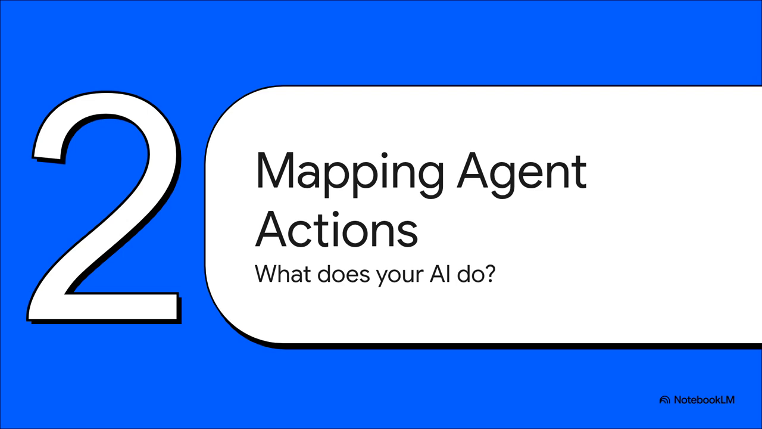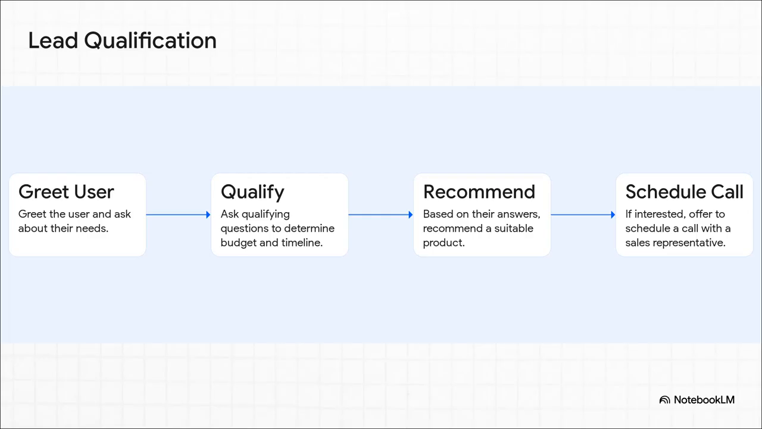Okay, so our AI has an identity. It knows who it is. Now it's time to give it a job. This is the next part of our blueprint, mapping out its actions. We need to give it a really clear, step-by-step guide for what it actually needs to accomplish. Think about it. For a lead qualification agent, you can't just say, hey, go get me some leads. That won't work. You need to give it a playbook.